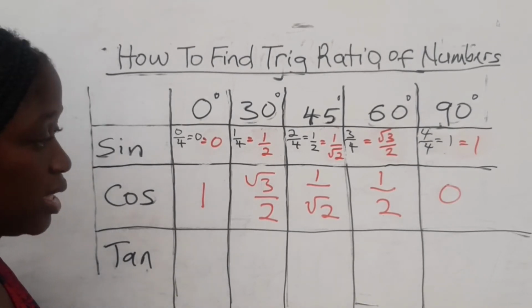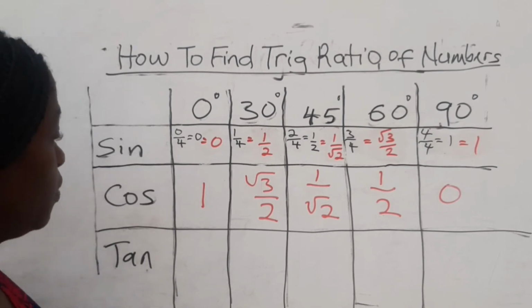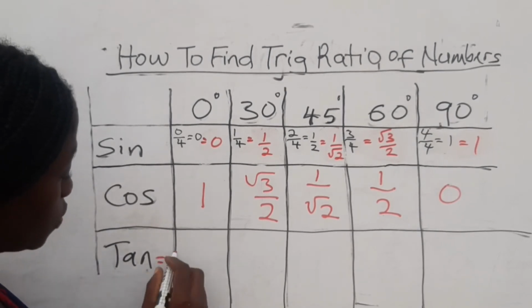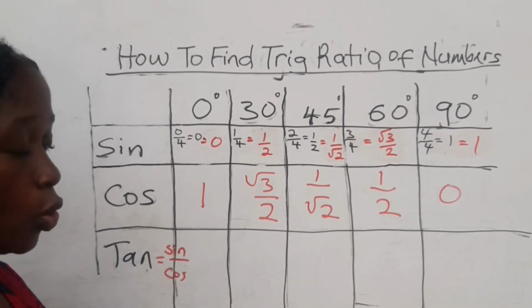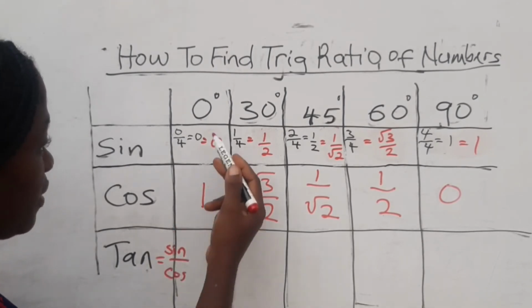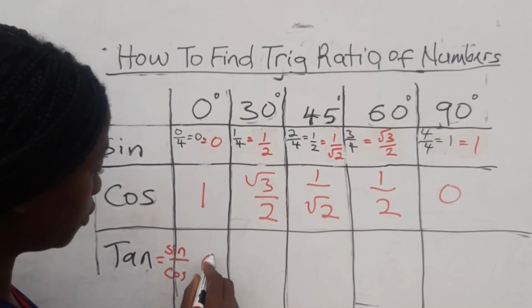Now let's move on to tan. How do we find tan? Now we know that from our formulas, tan is equal to sine over cos. So if tan is sine over cos, that means tan 0 will be 0 over 1, which is 0.